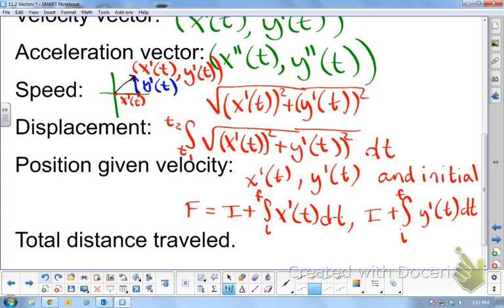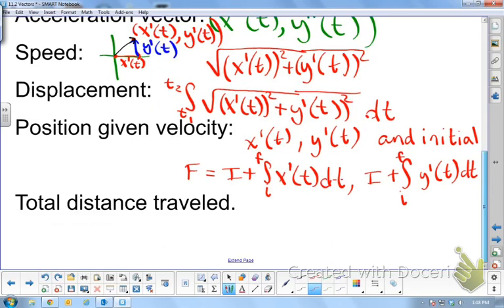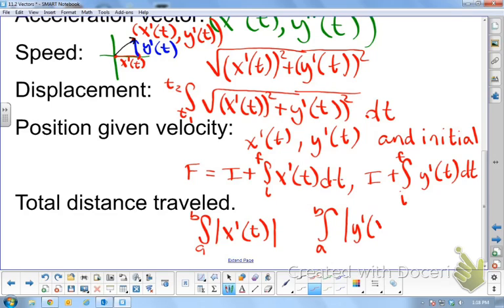And then our last thing, how do we find total distance traveled? The absolute value of velocity. So if I want to find total distance traveled in the x direction only, I would do just the x piece from a start to a finish. And if I want to find total distance in the y direction only, absolute value of the y piece.